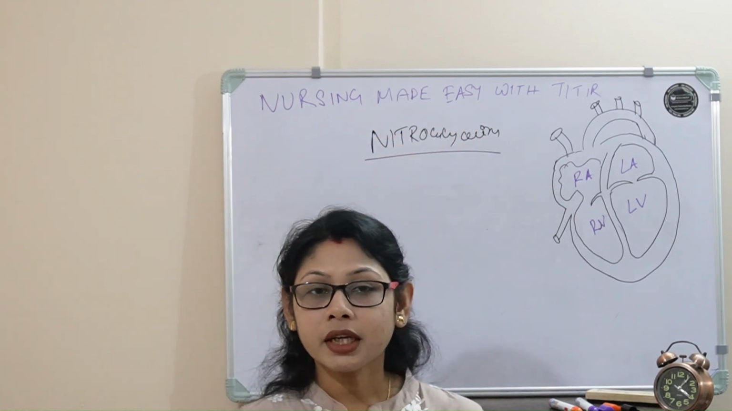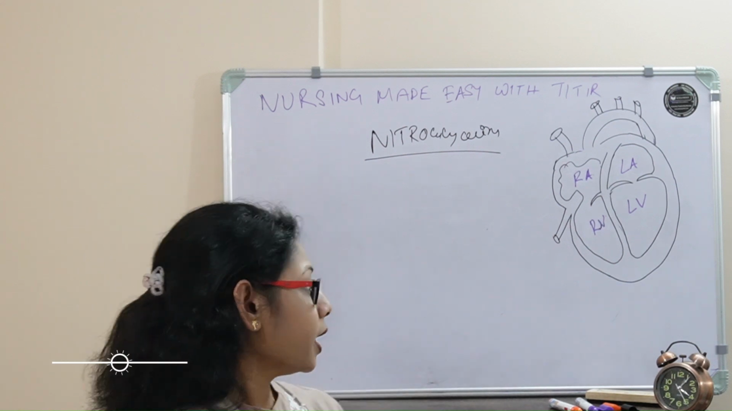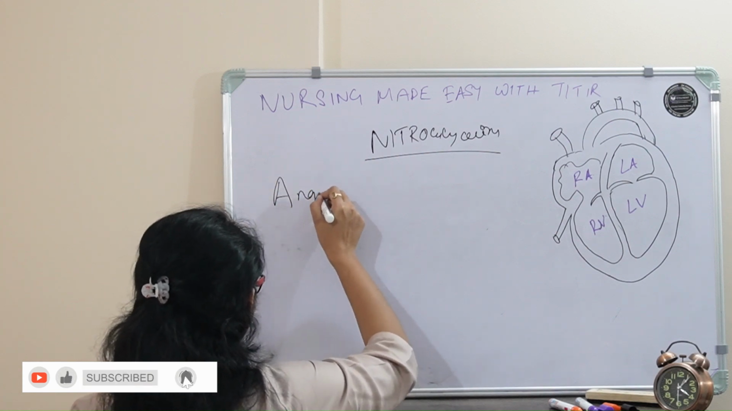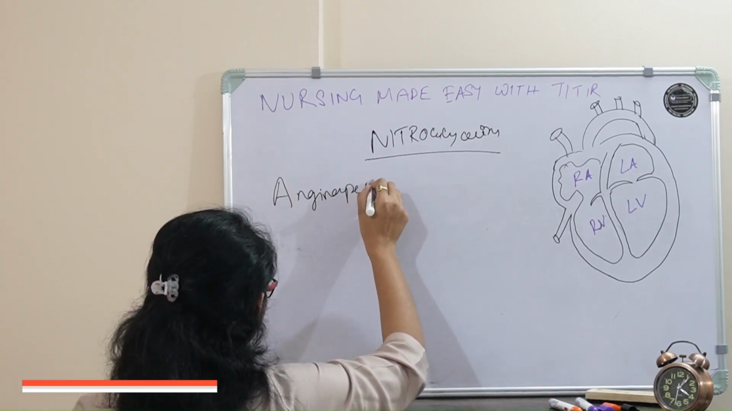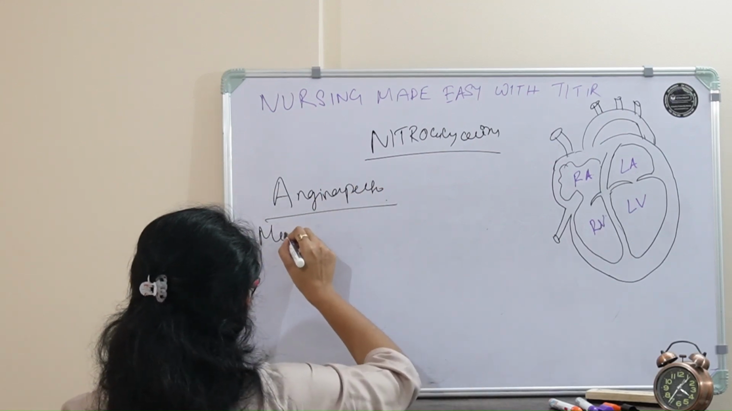Nitroglycerin is mostly used to treat myocardial infarction and angina pectoris, and we'll see how it acts on angina to treat angina pectoris. So, nitroglycerin mode of action.